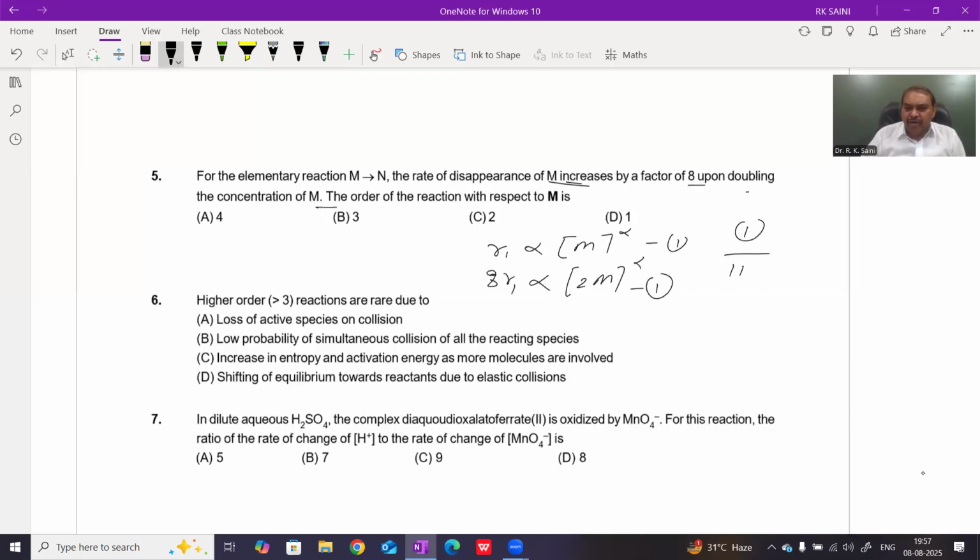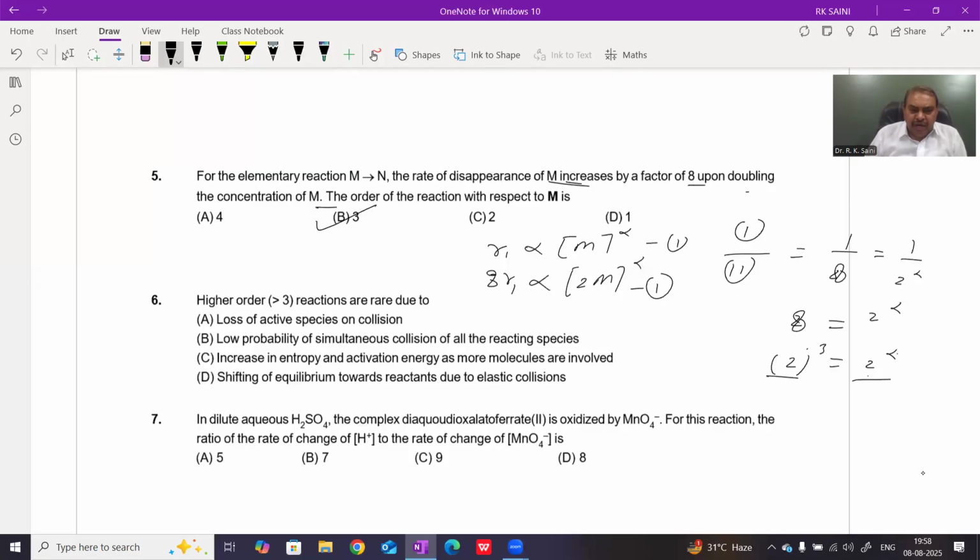Equation 1 divided by equation 2. Therefore, 1 upon 8 equals 1 upon 2 to the power alpha, or we can say 8 equals 2 to the power alpha, or 8 equals 2 to the power 3 equals 2 to the power alpha. Then the bases are the same, so the exponents are equal. Therefore, it is a third order reaction.